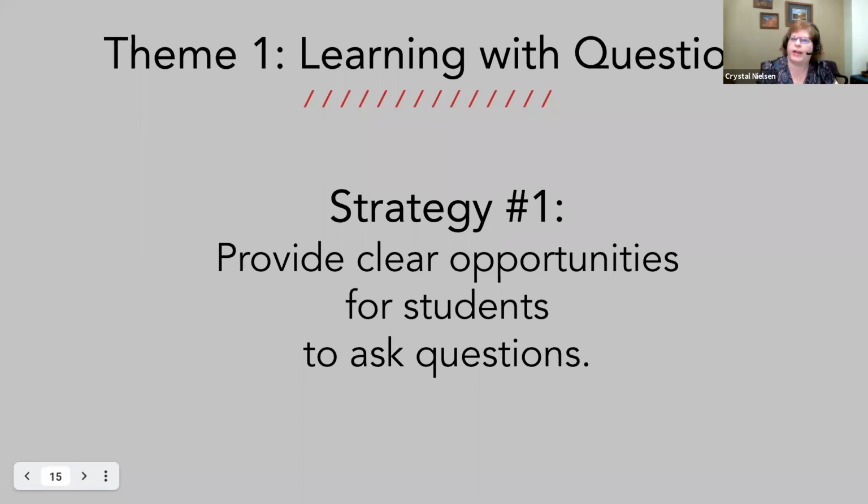So here's our first strategy based on our theme of learning with questions. Provide clear opportunities for the students to ask those questions. One student said, learning is asking questions. I don't know if he was tapping into Socrates there, but he had come across something that really resonated for him. They can really dig deeper and clarify their understanding when they're asking questions. So what can this look like? Here's another strategy.